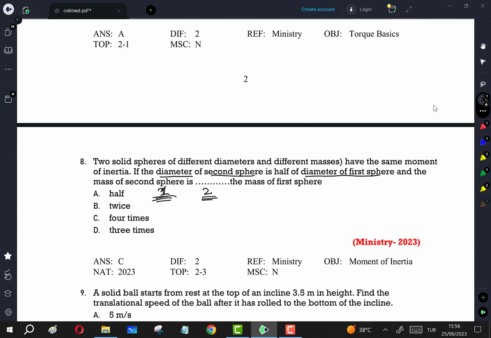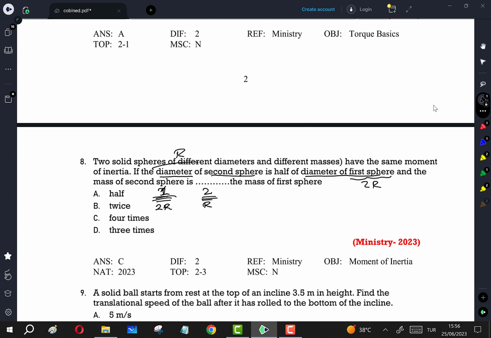The question says that the diameter of the second sphere is half of the diameter of the first sphere. So if I say the first sphere's diameter is 2d, the second sphere's is going to be half of 2d, which is d. And I know that in the moment of inertia equation we use the radius, not the diameter. Diameter and radius are directly proportional for a sphere. If I say the first sphere's radius is 2r, the second sphere's radius is going to be r. Let's write them. First sphere radius 2r, second sphere radius r.